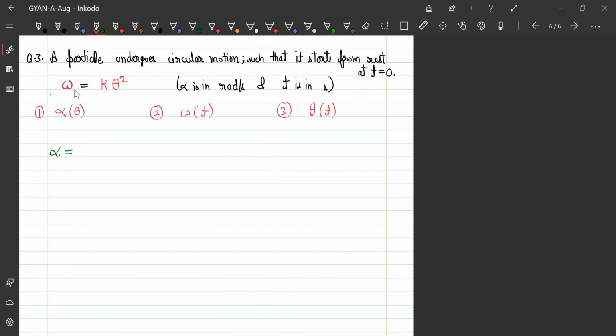See, if omega is known, then d omega by d theta can be found, and we have alpha is equal to omega d omega by d theta. That is the third relation. From there you can find alpha as a function of theta. We can put in omega, then take the derivative and put it here. Let's solve the question and tell me the answer. Omega d omega by d theta, how much will it come to?